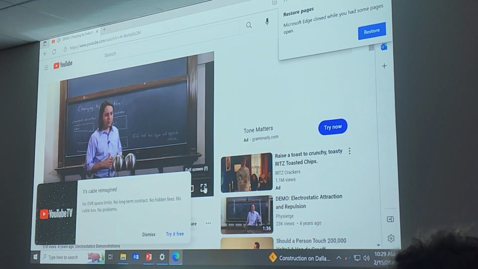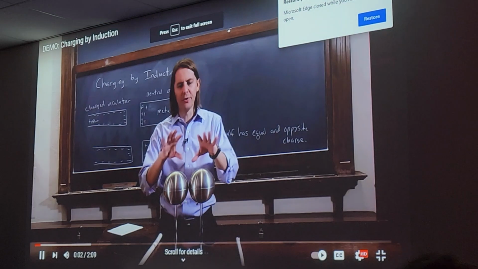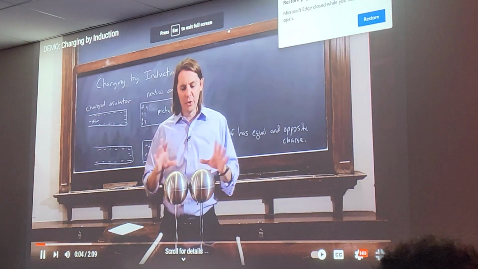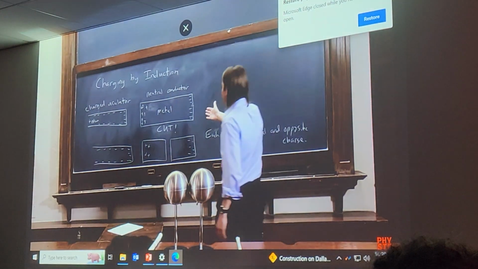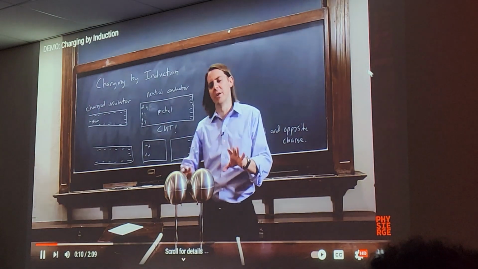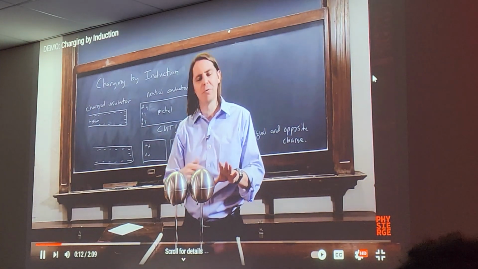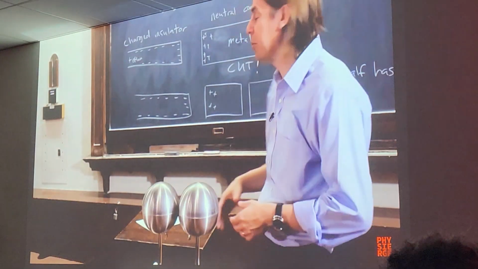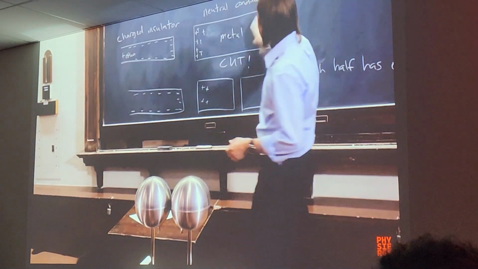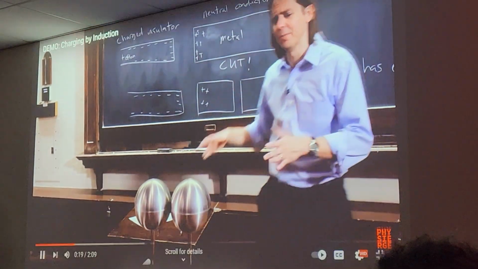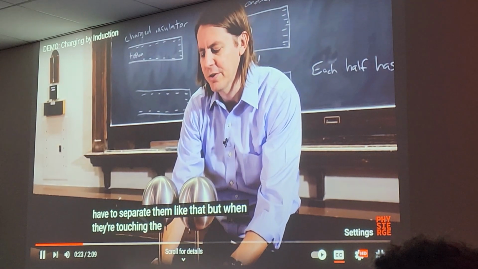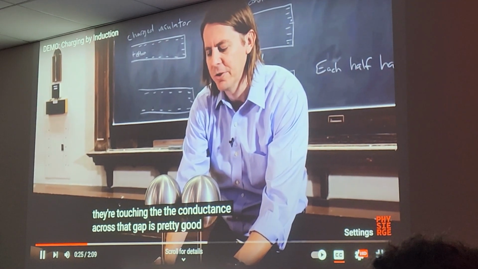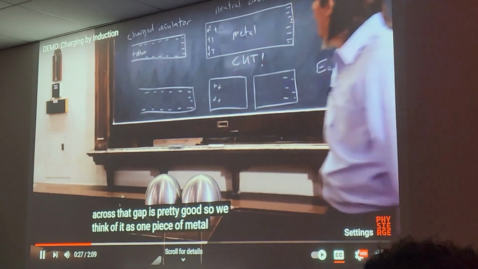Here in this demo, we're going to charge these two spheres by induction. The two spheres are a piece of metal, and we have them touching right now. Electrons can easily move from one to the other when they're touching, so it's essentially one piece of metal. Later when we move them, we just have to separate them. When they're touching, the conductance across that gap is pretty good, so think of it as one piece of metal.